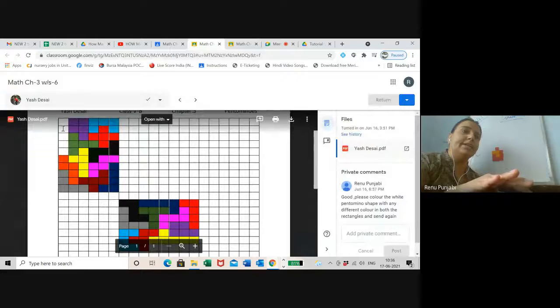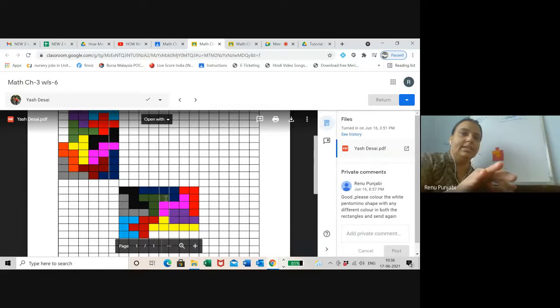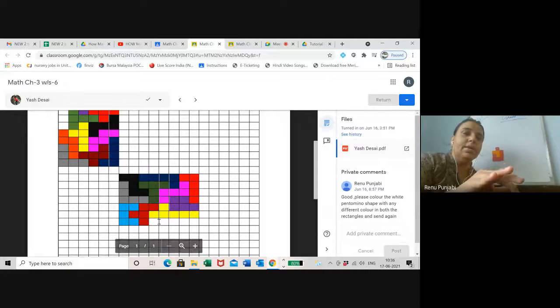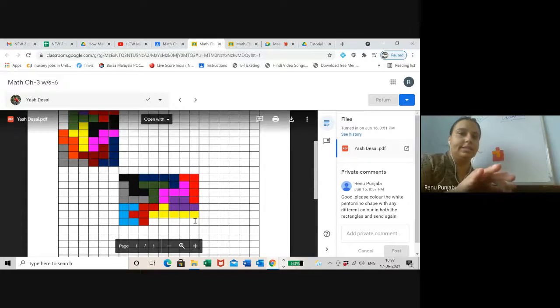And here is the white color because in the worksheet also it is a white portion. So he also showed it in the white portion. But it is exactly a rectangle. This is also a rectangle made by Yash Desai, arranged in a different way. This white portion is also a pentomino, which is in a straight line of 5, but he showed it in white because it was in white color. But I already instructed him to color it.